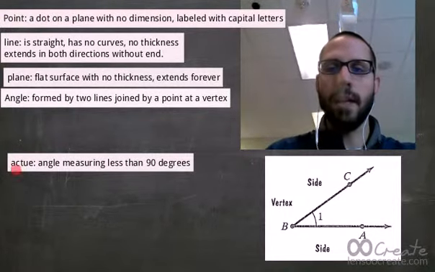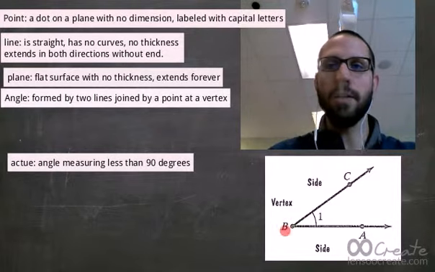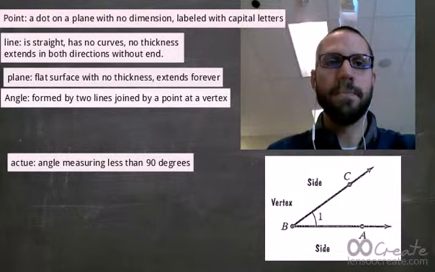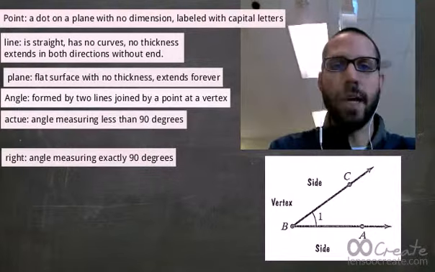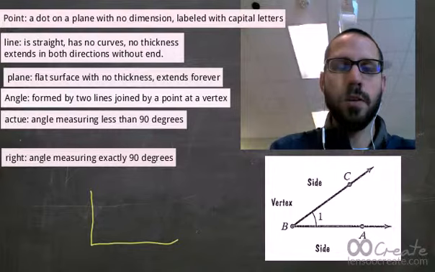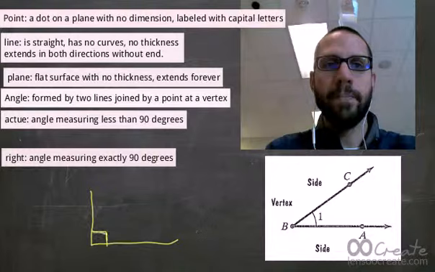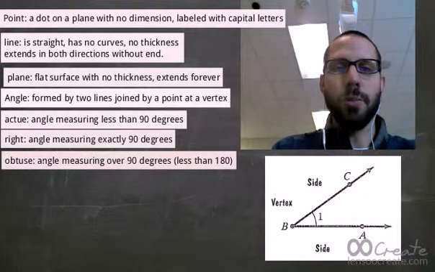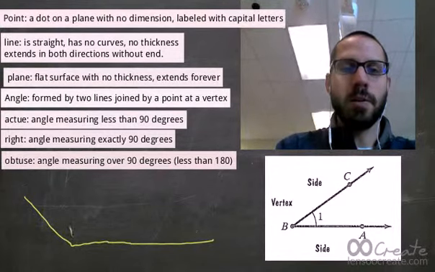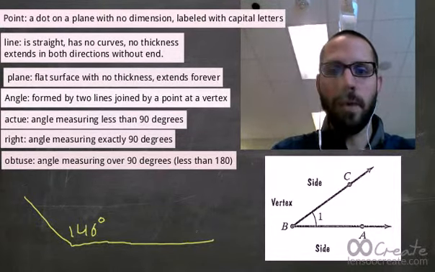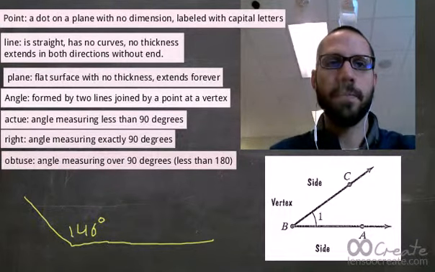An acute angle measures less than 90 degrees. This angle would be an example of an acute angle. A right angle is an angle measuring exactly 90 degrees. We designate a right angle as having this symbol. An obtuse angle is an angle measuring over 90 degrees, but still less than 180 degrees. A 140 degree angle would be an example of an obtuse angle.